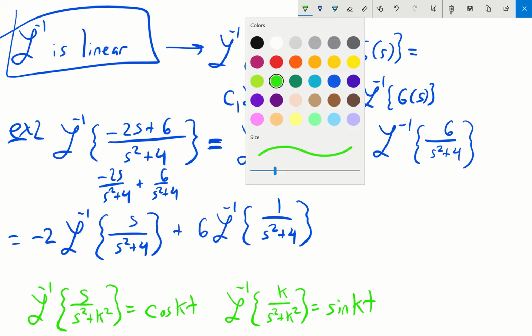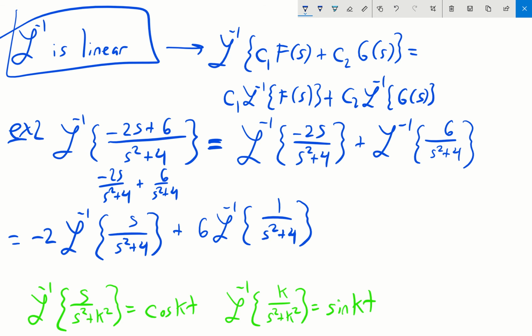So let's go ahead and write this out. Essentially, this first thing here is immediately going to be the cosine of 2t, because our k is 2. Actually, no, sorry, excuse me. Yeah, that's right, that's just cosine 2t, because this k squared here is 4, which is 2 squared. So k is 2. And then over here, we have to fit it to the form.